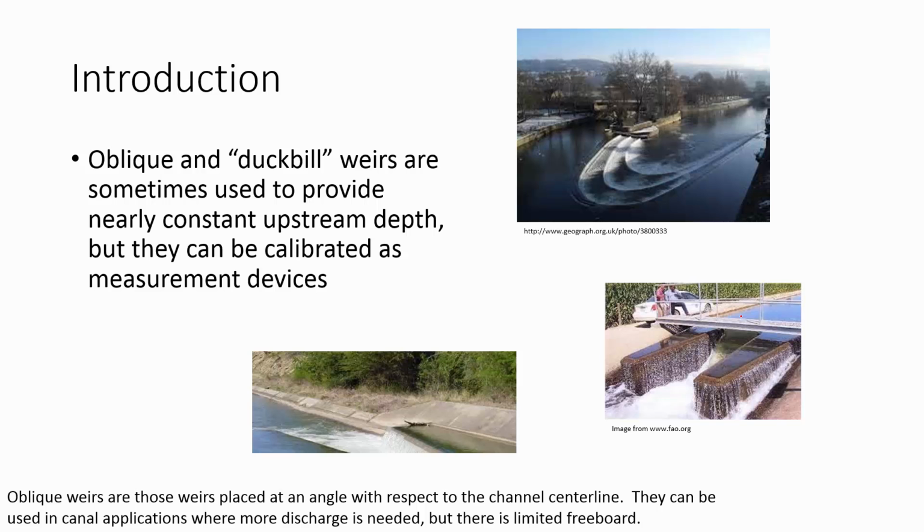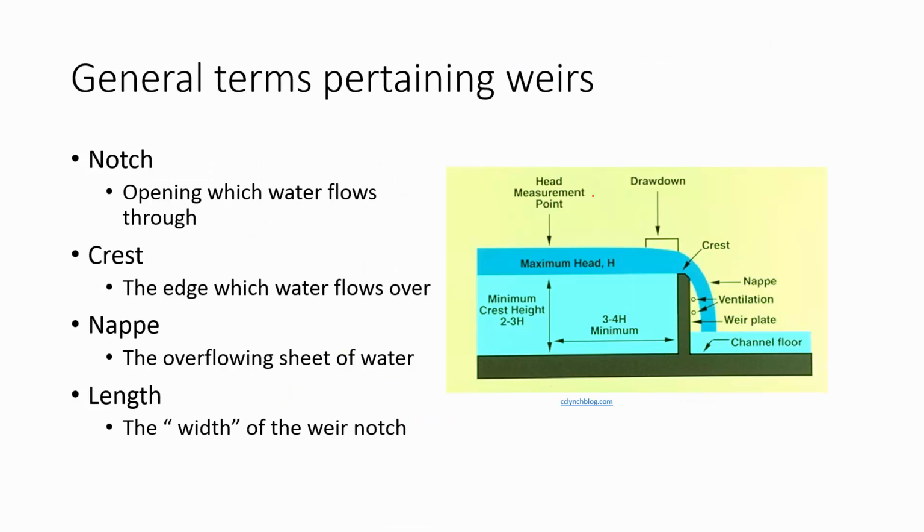And these oblique weirs are at an angle with respect to the center line. They're not necessarily straight from the center line. So here is the center line, and this one is oblique, at an angle, and then this one is also at an angle.